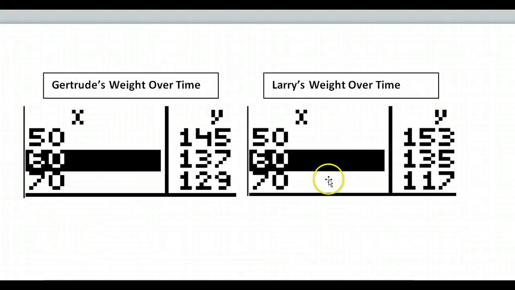And maybe we have captured that because, if you look at after 50 weeks have gone by, who weighs more at 50 weeks? Here's 50 weeks on this top line. Well, at 50 weeks, Larry weighs 153, and Gertrude weighs only 145. So Larry weighs more at 50 weeks. But 10 weeks later, at 60 weeks, who weighs more at 60 weeks?